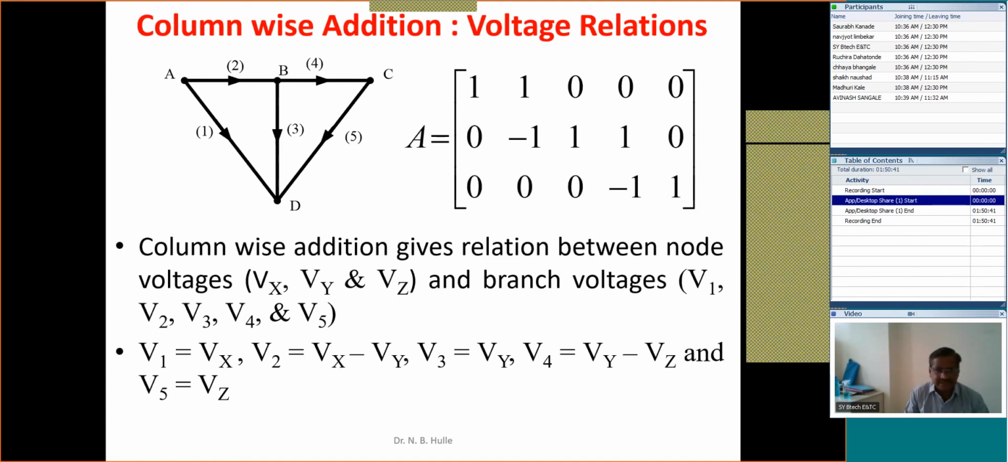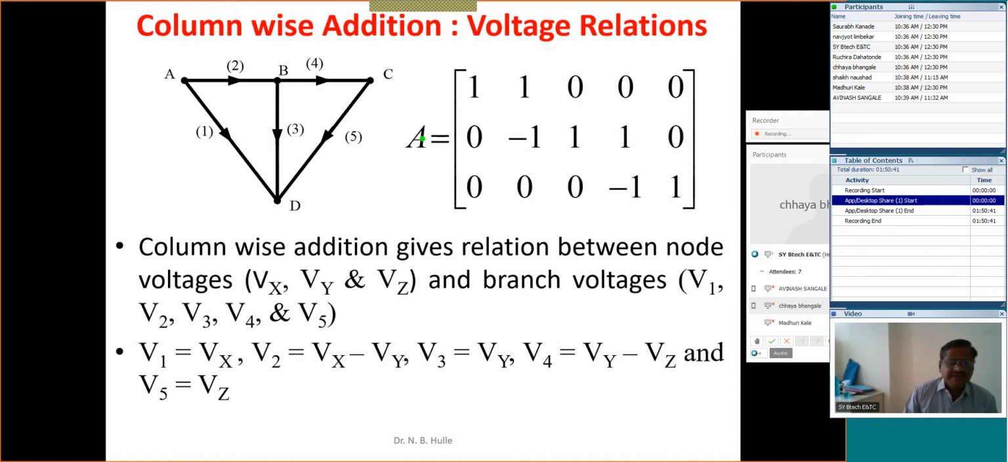Now try to understand how the column-wise addition works. Here I have tried to mention something. I will read it out first and then we will try to correlate these things. The column-wise addition gives the relation between the node voltages. Node voltage means VA, VB, or VC. But here, in place of those names, I have given the names VX, VY, and VZ. Is it right? The potential at this A point is VX, potential at the B point is VY, and potential at the C point is VZ.